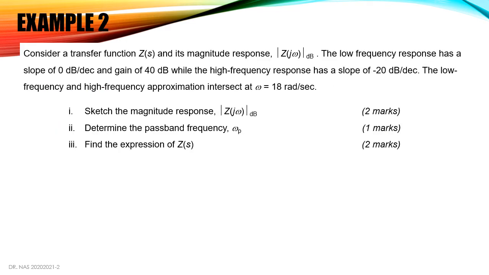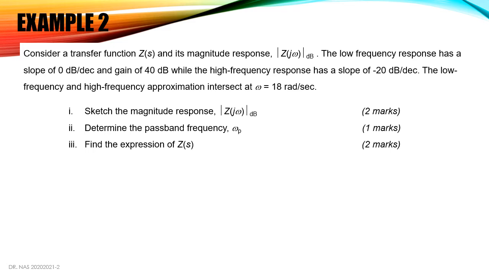Okay, let's look at the second example. Consider a transfer function Z(s) and its magnitude response Z(jω) in dB. The low frequency response has a slope of 0 dB, meaning that it's a flat line, and a gain of 40 dB, while the high frequency response has a slope of negative 20 dB per decade, meaning that you have a slope going down by 20 dB per decade. The low and high frequency approximations intersect at omega equal to 18 radians per second. So sketch the magnitude response Z(jω).